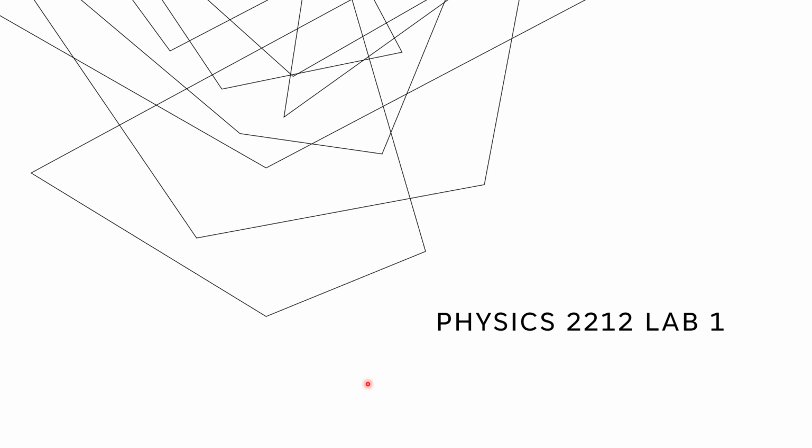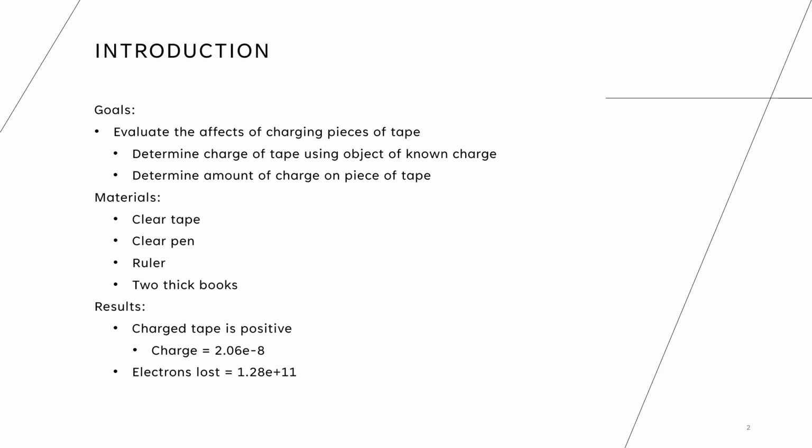This is my report for Physics Lab 1. So as an introduction, the goals were to evaluate the effects of charging pieces of tape, and to do this we were determining the charge of tape using an object of known charge, which we used a pen for this case, as well as determine the amount of charge on the piece of tape.